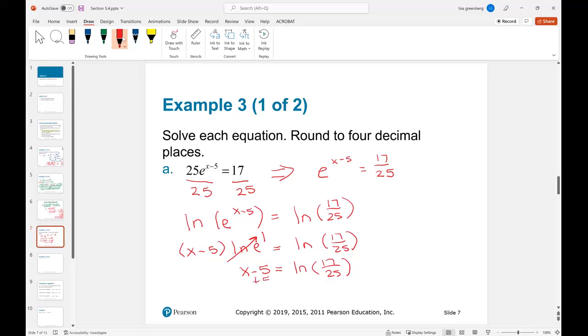I can add 5 to both sides. And I get x equals the natural log of 17 divided by 25 plus 5. And now this I can put in my calculator.